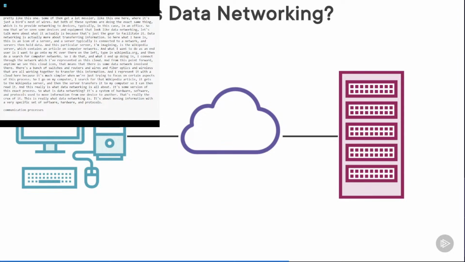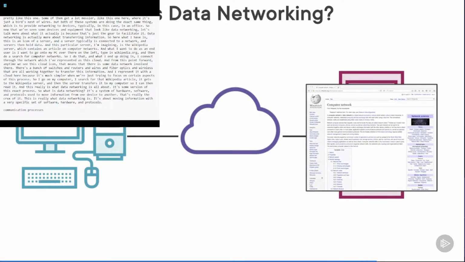So I do that, and what I end up doing is I connect through the network, which I've represented as this cloud. And from this point forward, anytime we see this cloud icon, that means that there's some data network involved there. There's a bunch of switches and routers and wires and fiber optics and wireless that are all working together to transfer this information. And I represent it with a cloud here because it's much simpler when we're just trying to focus on certain aspects of this process. So I go on my computer, I search for that Wikipedia article.